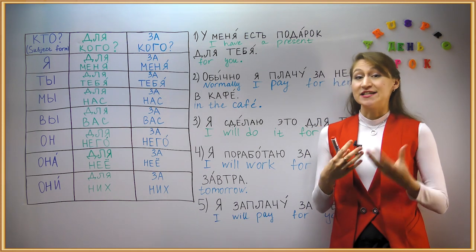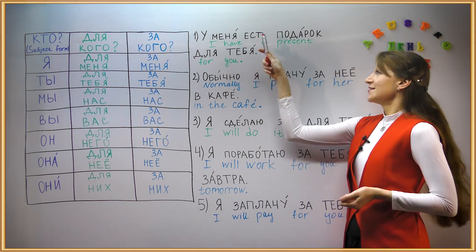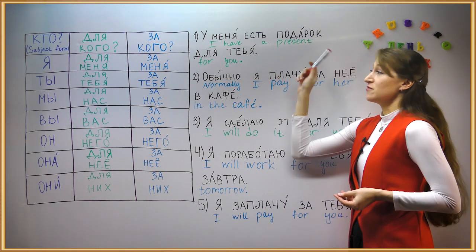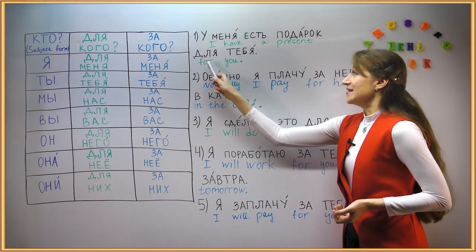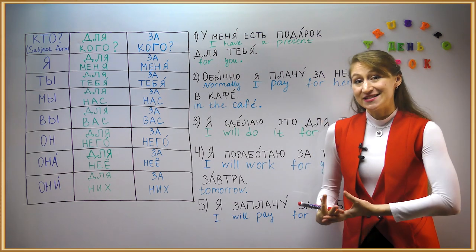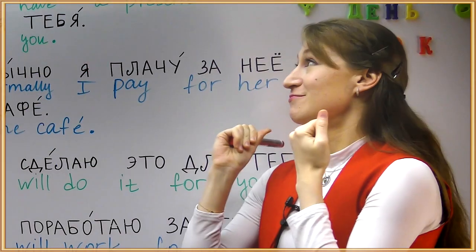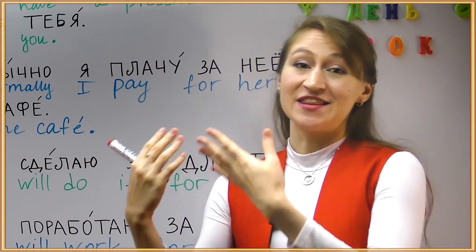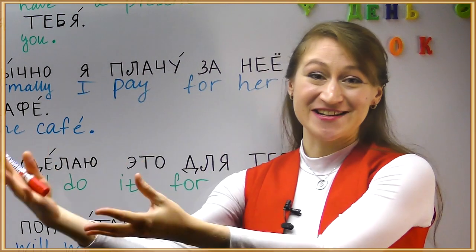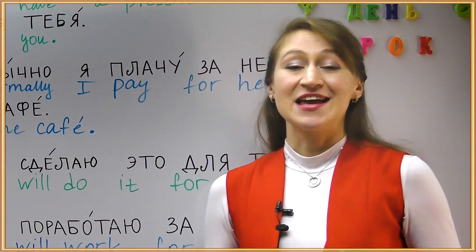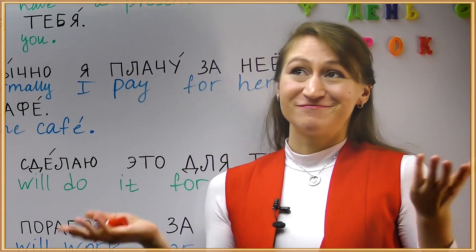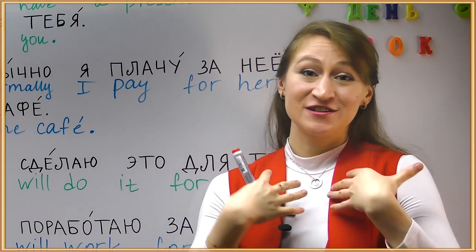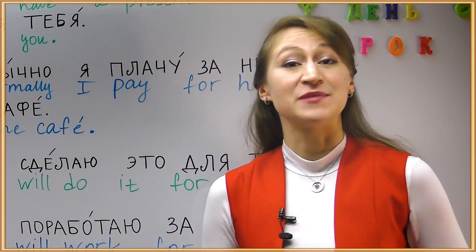So what are the ideas behind them? У меня есть подарок для тебя. I have a present for you. Для тебя. So when you have a present for somebody, that's a present. You don't demand anything in return. When you give a present, that's one direction. It goes from you to this person. And it's a selfless action. You just give something to somebody and you don't expect anything in return.